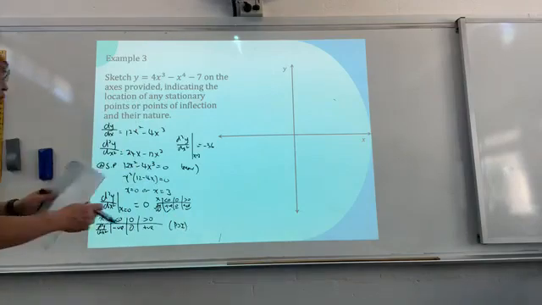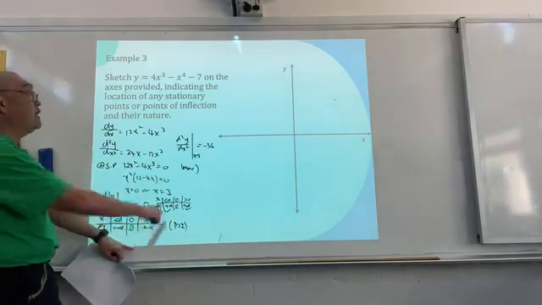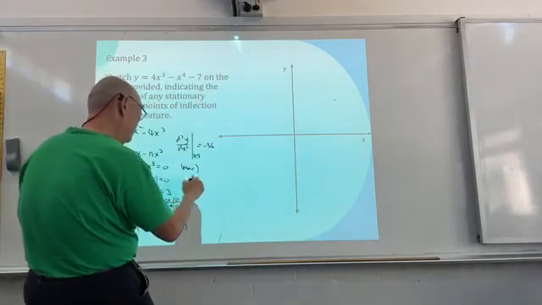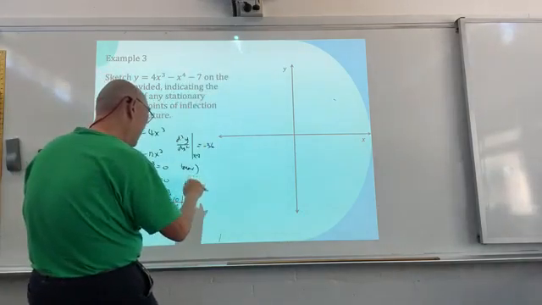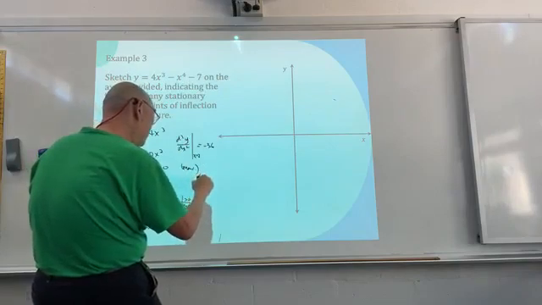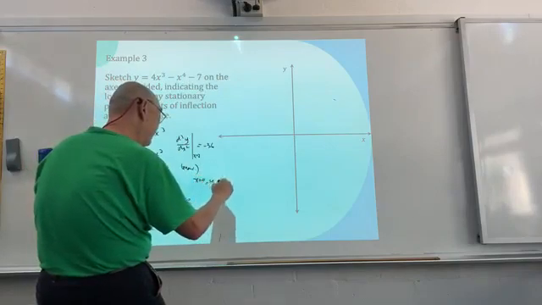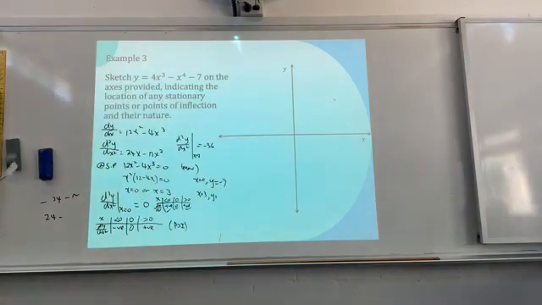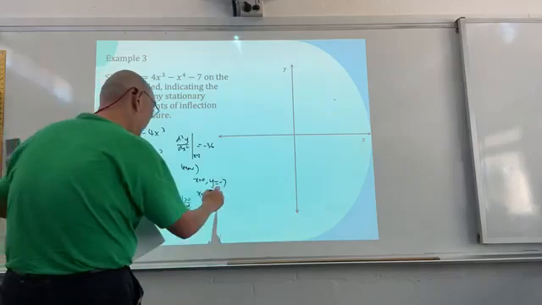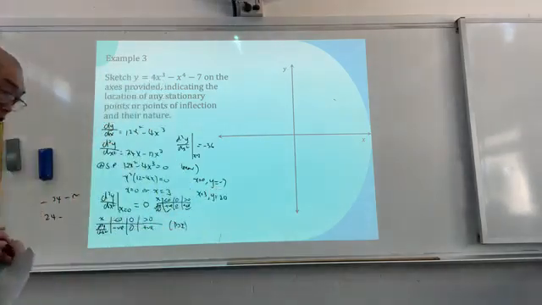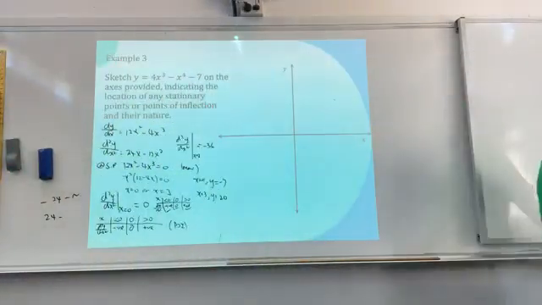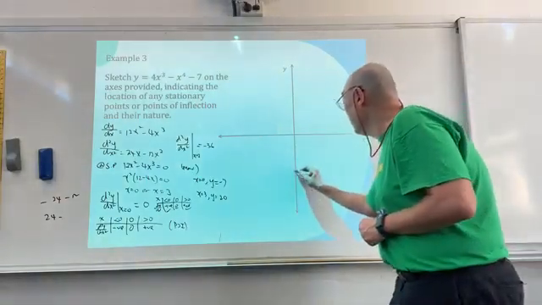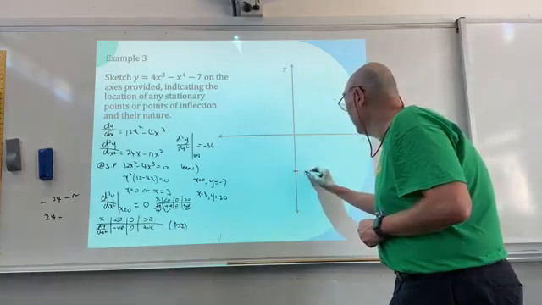Of course you need to work out your x and y. So straight away you know that when x is 0, y is negative 7. When x is 3, y is, I worked it out, 20. So, sketching it, you know this is 0, minus 7.